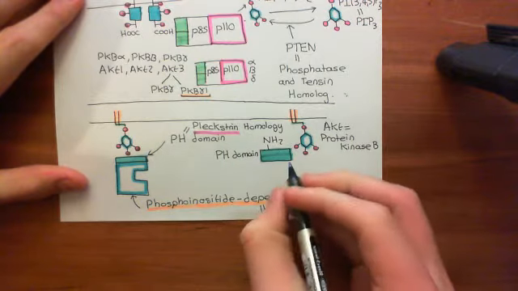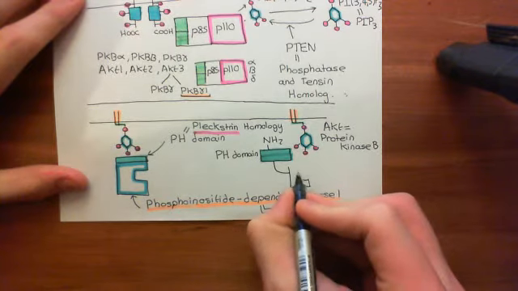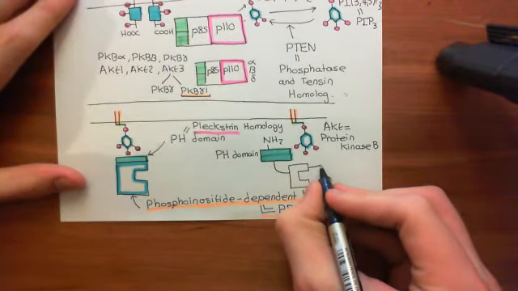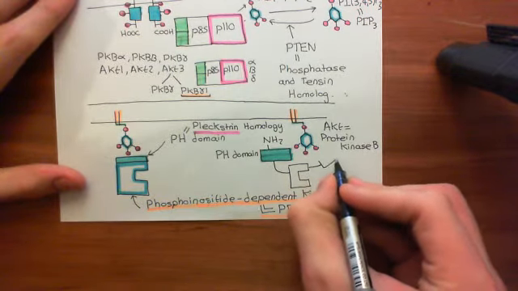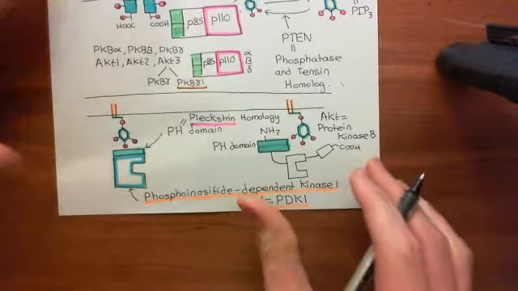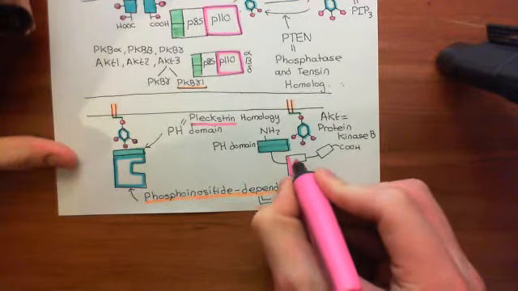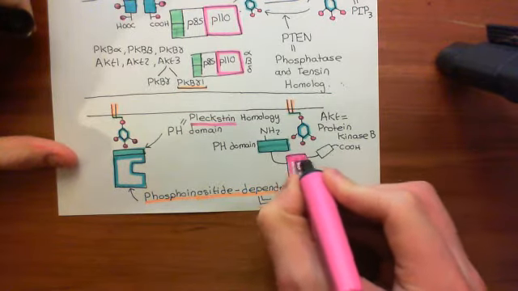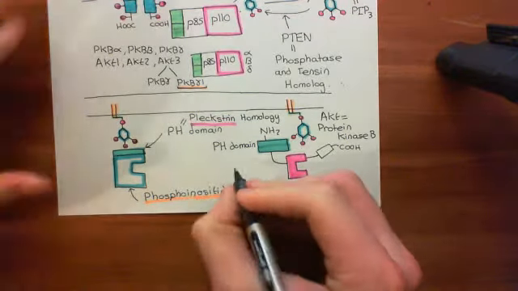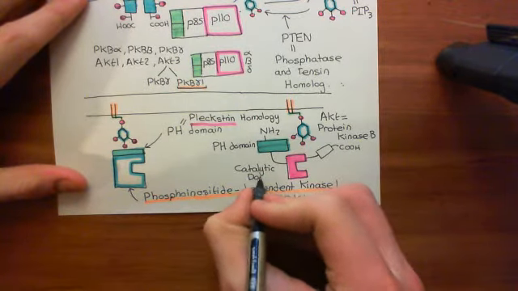After the plextrin homology domain, you have the catalytic domain of protein kinase B here. This is the portion which will be a serine-threonine kinase. Then after the catalytic domain, you have what's known as a regulatory domain, and then you end with your carboxylic acid tail. Let me colour in these different portions. Here's the catalytic portion, which is going to catalyse the addition of phosphate groups onto serine and threonine residues within proteins. This is the catalytic domain of the protein kinase B protein.